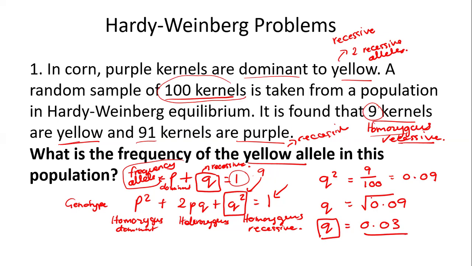So I've now got my answer, which is the frequency of the yellow allele in this population is 0.3. So just remember, go back through the question, try to identify, first of all, which part of the equation they're asking you to work out, and then use the data appropriately. And remember, it has to be a proportion of the population. Don't just simply use the numbers and input into the equation. Okay, I hope that helps.